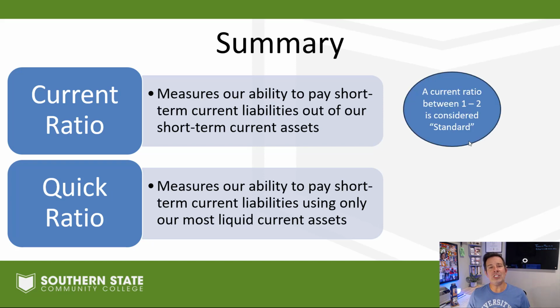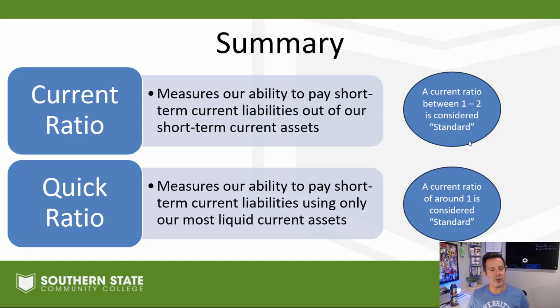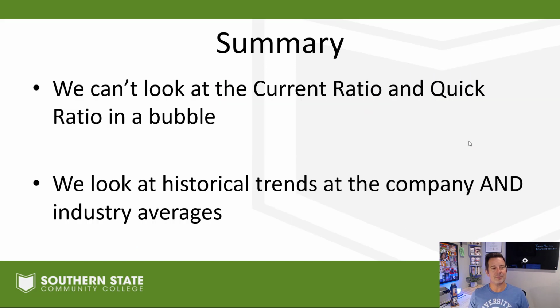Interpreting them, a current ratio between 1 and 2 is considered standard. You'll see places that have higher than that, and you'll see some, especially in retail, that have lower than that. Quick ratios, a ratio of around 1 is considered standard. But again, we have to look at every piece of the puzzle, not just focus on that one ratio. And we're going to learn all kinds of pieces of the puzzle as we go through the ratio analysis, and we'll learn how to put them all together. So in summary, we can't look at the current ratio and quick ratio in a bubble. Look at those historical trends at the company and the industry averages.